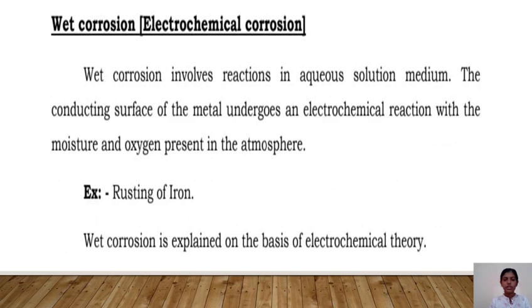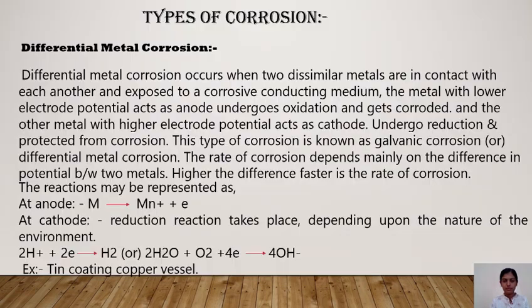Wet corrosion, which is electrochemical corrosion. Wet corrosion involves reaction in an aqueous solution medium. The conducting surface of a metal undergoes an electrochemical reaction with the moisture and oxygen present in the atmosphere. Example, rusting of iron. And wet corrosion is explained on the basis of electrochemical theory. Let's come to the types of corrosion.